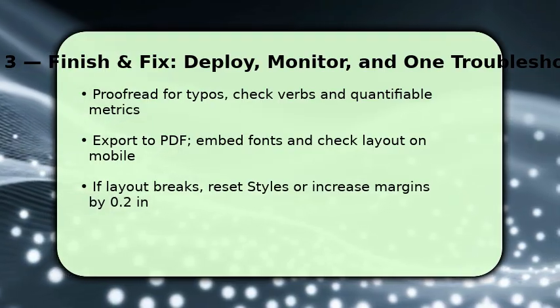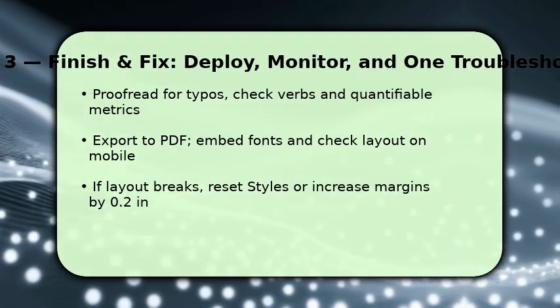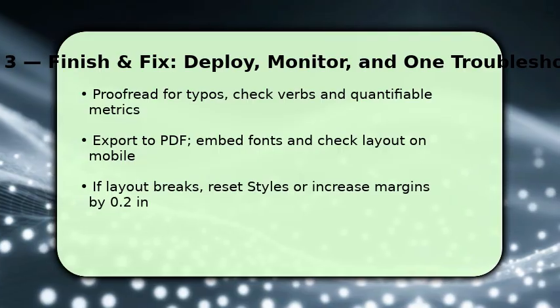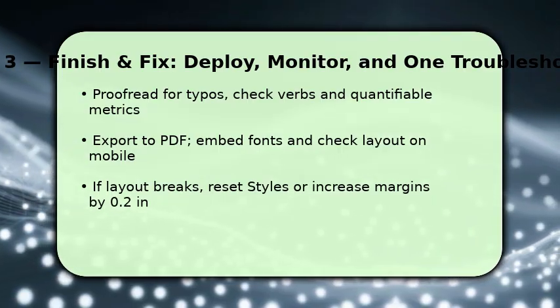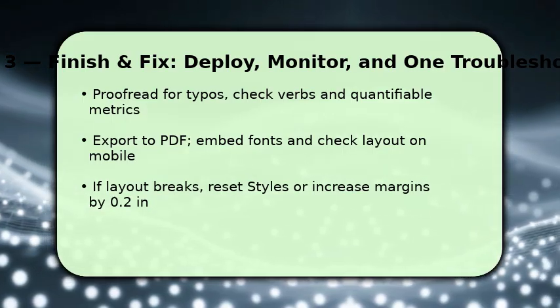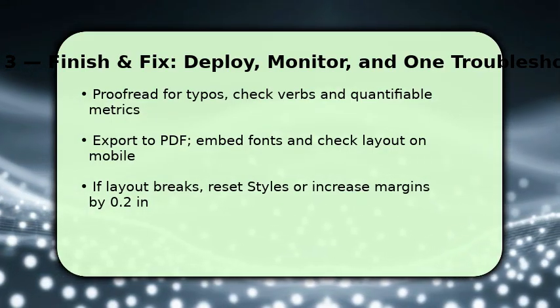If something goes wrong, text shifts, or bullets disappear, reset styles to normal and heading defaults or increase margins by 0.2-inch to prevent wrapping. Finally, save a versioned file name like Resume Company Year so you can return to edits without losing progress.